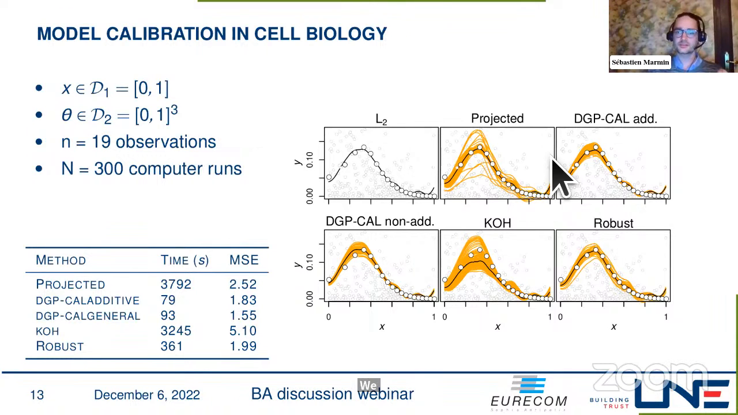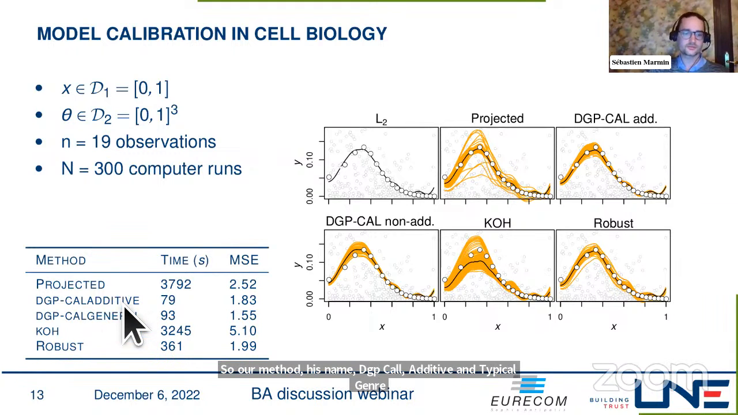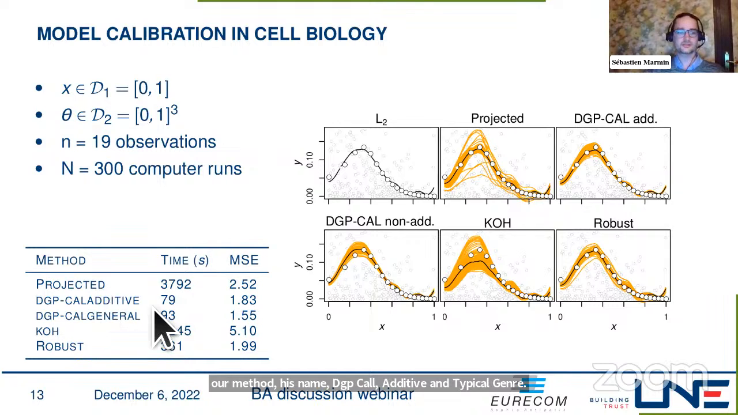We compare with several methods from the literature. Our method is named DGP cal additive and DGP cal general. I will come back to this. So we have two versions of our model: one with additive discrepancy, and another one with a more general discrepancy. And we see that we are very fast and we perform good prediction, and we also have a good posterior of the prediction.